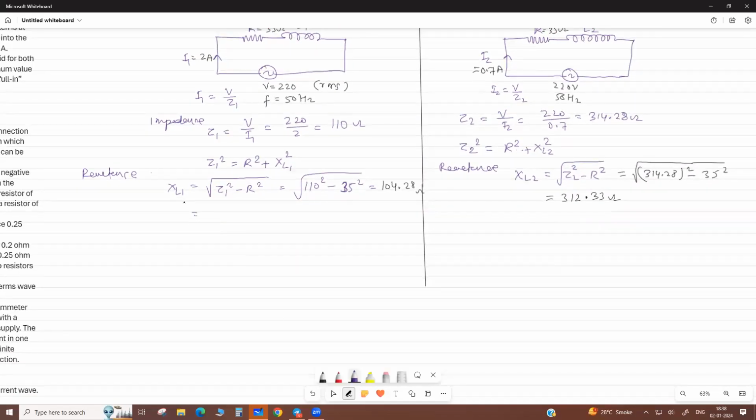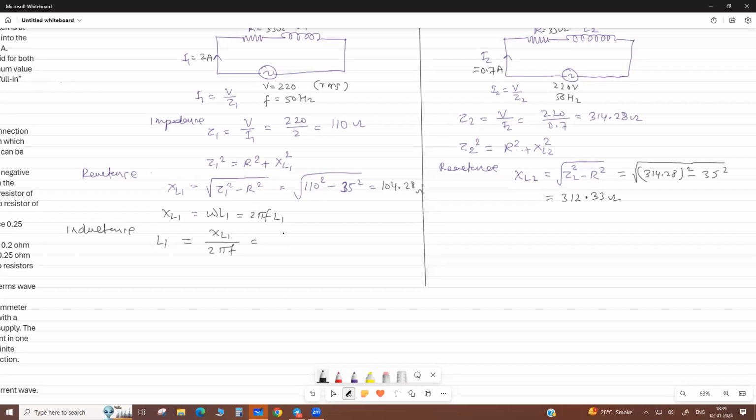Now you know reactance. Reactance equals omega L, right? XL equals omega L, you know. So it is 2 pi F L1. Now we ask for L1, the inductance of the solenoid. L1 equals XL1 by omega, meaning 2 pi F.